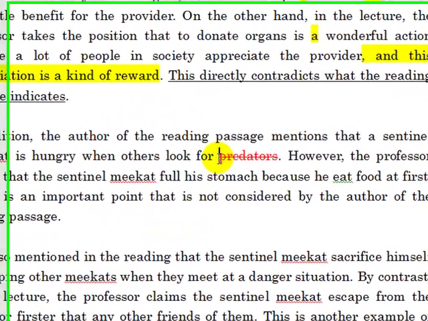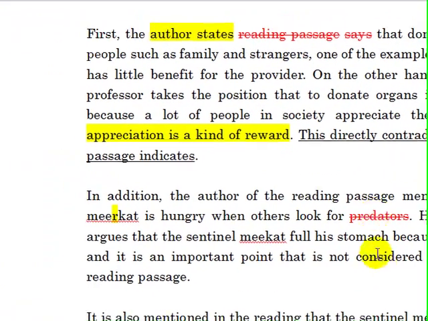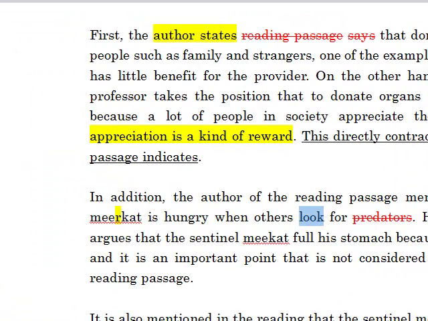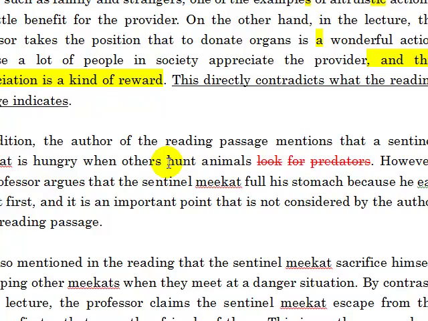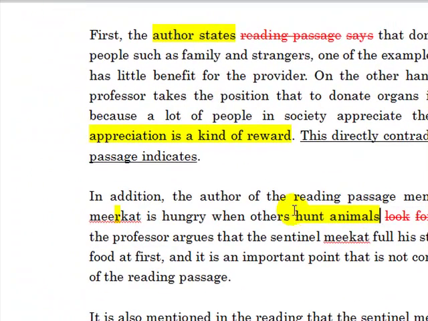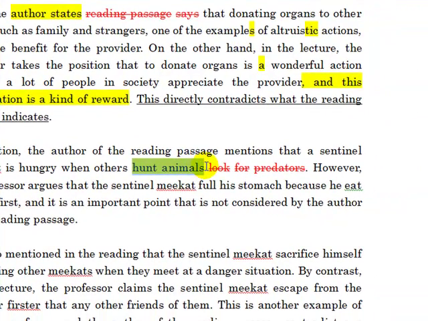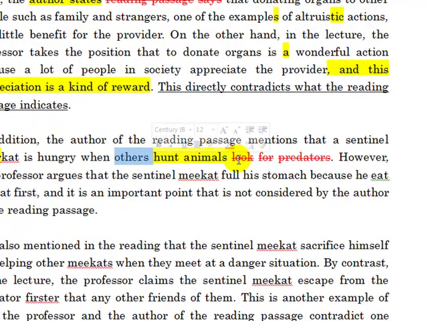Okay, when others look for, better to say hunt. Hunt animals or eat animals. But anyways, I think you're trying to say hunt animals. They're hunting. Maybe you want to say they're eating the animals they have killed. Okay, but those others, they're not looking for the predators. The sentinel looks for the predators, and the others are looking for the animal. They are predators. The others are predators, hunting animals. So make sure you understand the meaning of the word predator.